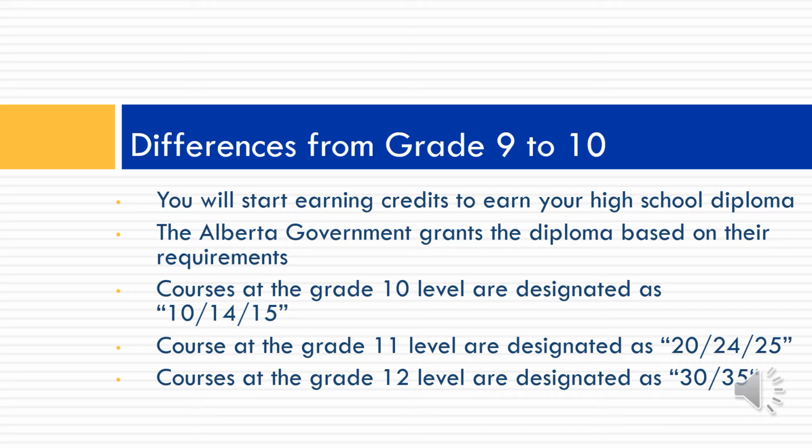Of course, courses at the grade 10 level are designated at the 10, 14, and 15 level. And so you're going to have a 10-1 or a 10-2 or a 10-3, a 14 level, which is mainly our K&E programming, and then at the 15 level, which is typically our options electives. Moving to the grade 11 level, we have those courses showing as 20, 24, or 25. So once again, 20-1, 20-2, 20-3. And then at the grade 12 level, we are working at the 30 level, 30 or 35. And so I'll explain a little bit further what those mean later in the presentation.